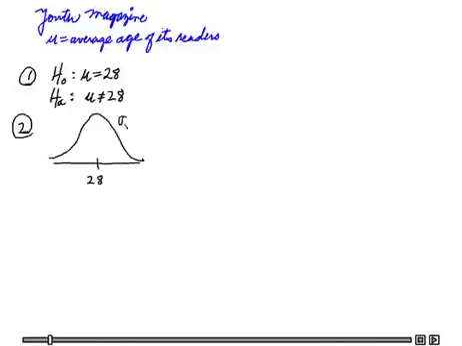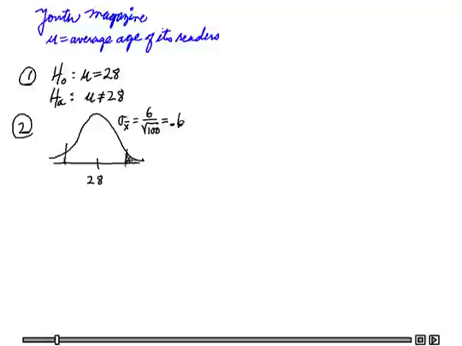The standard error: in the problem, we're given that the population standard deviation sigma is equal to 6, and the sample is of size 100. So that would be 6 divided by the square root of 100. 6 divided by 10 is 0.6. Also, we are given that alpha is equal to 0.05.